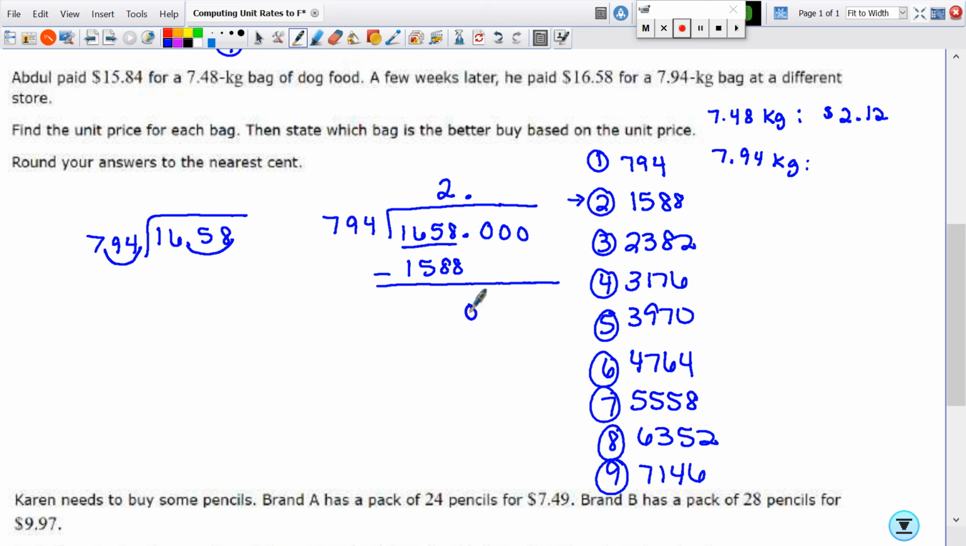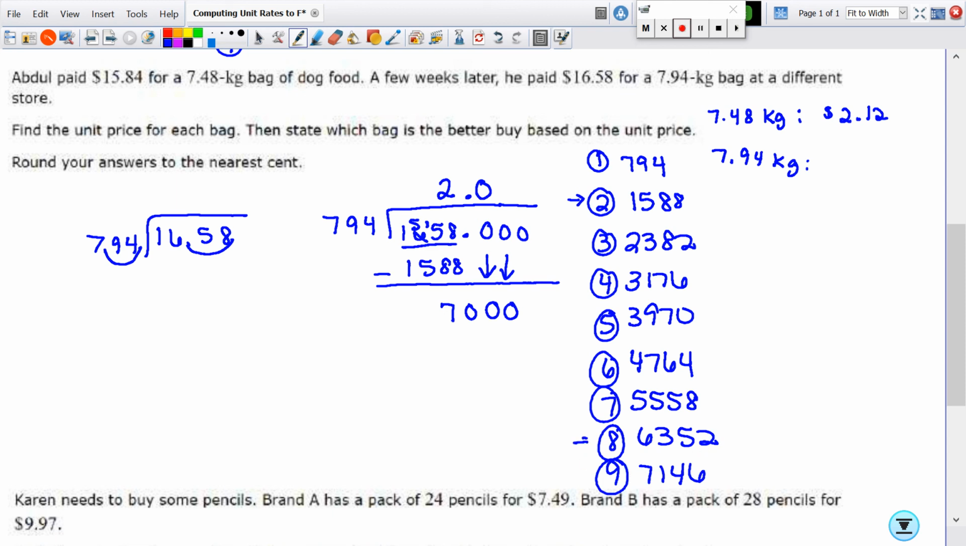So 8 take away 8 is 0. I need to borrow from the 6. 15 take away 8 is 7. And that's it for that one, because we have 5s and 1s. So bring down your 0. So now we're looking for 700. But that's smaller than the number on the list. So if it's smaller than the number on the list, you put a 0 in that spot and bring down the next number. Now we're looking for 7,000.